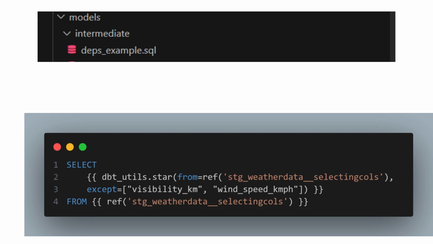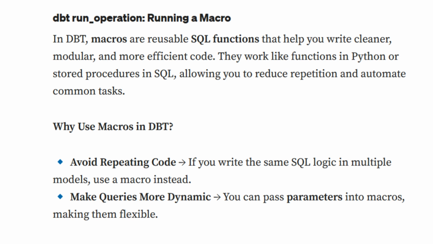To show a realistic example of what it could be possible to do with an external dependency, let us create an example model named deps_example.sql. As you can see, we create this SQL file inside the intermediate folder, and we fetch all the columns except specific columns. If we run dbt run --select deps_example, we should be able to create such a model which uses dbt_utils library. The next command is dbt run-operation, which is for running a macro.